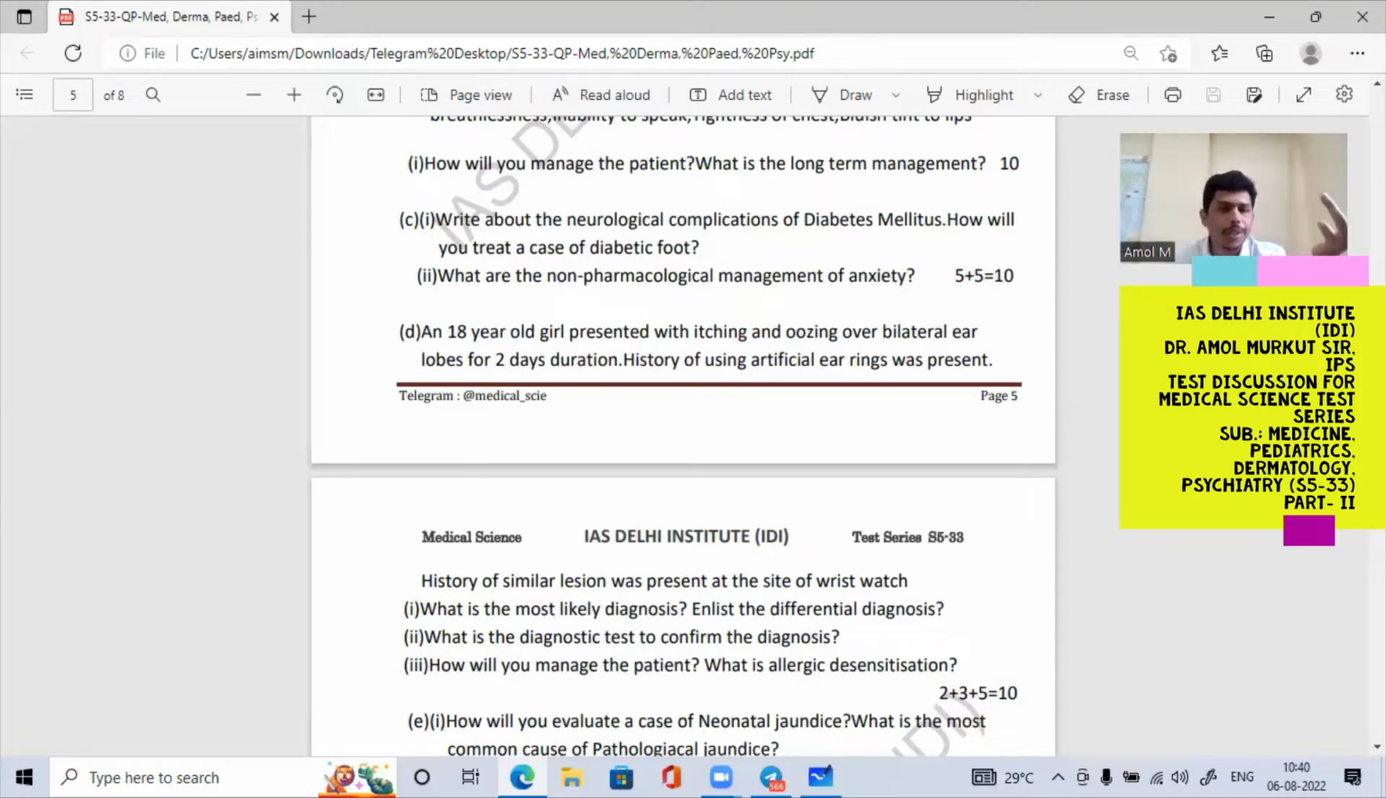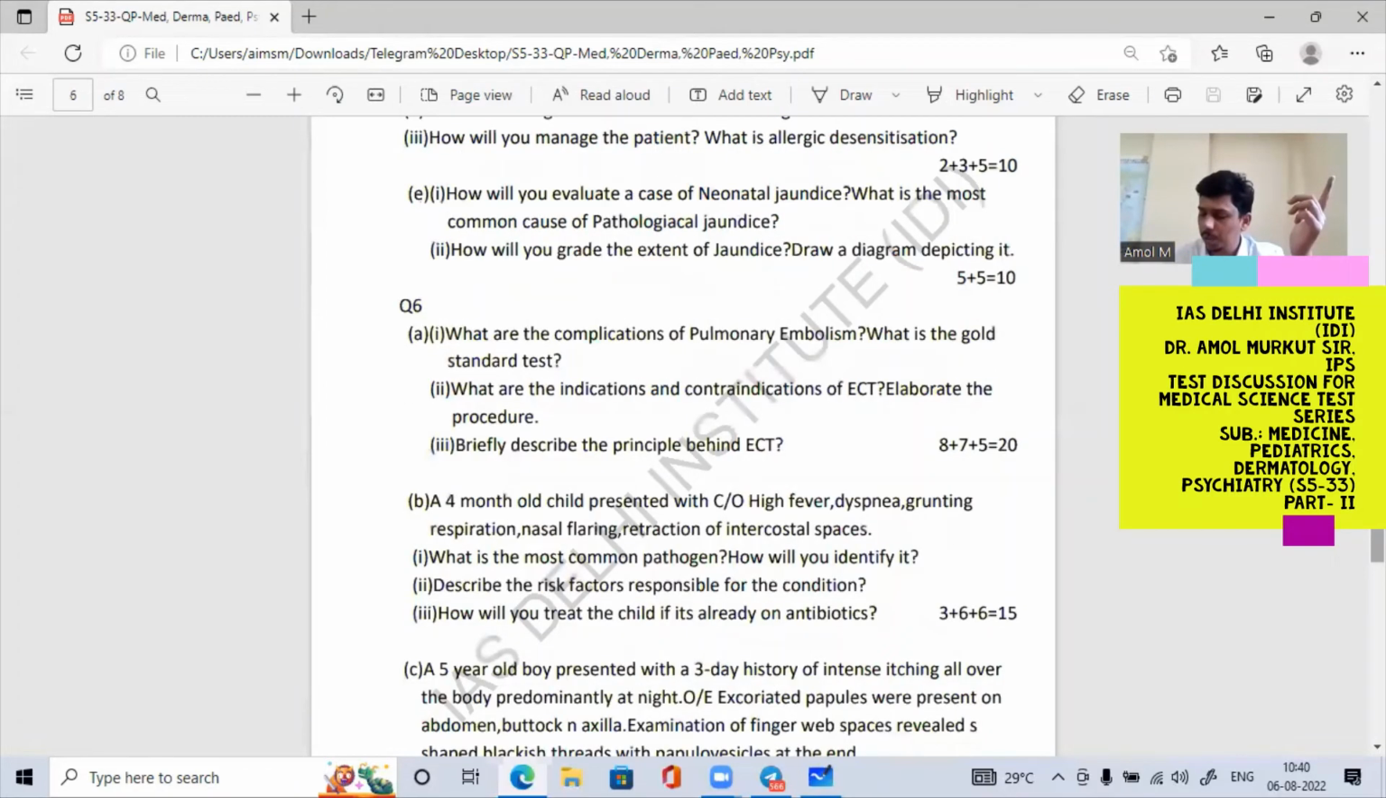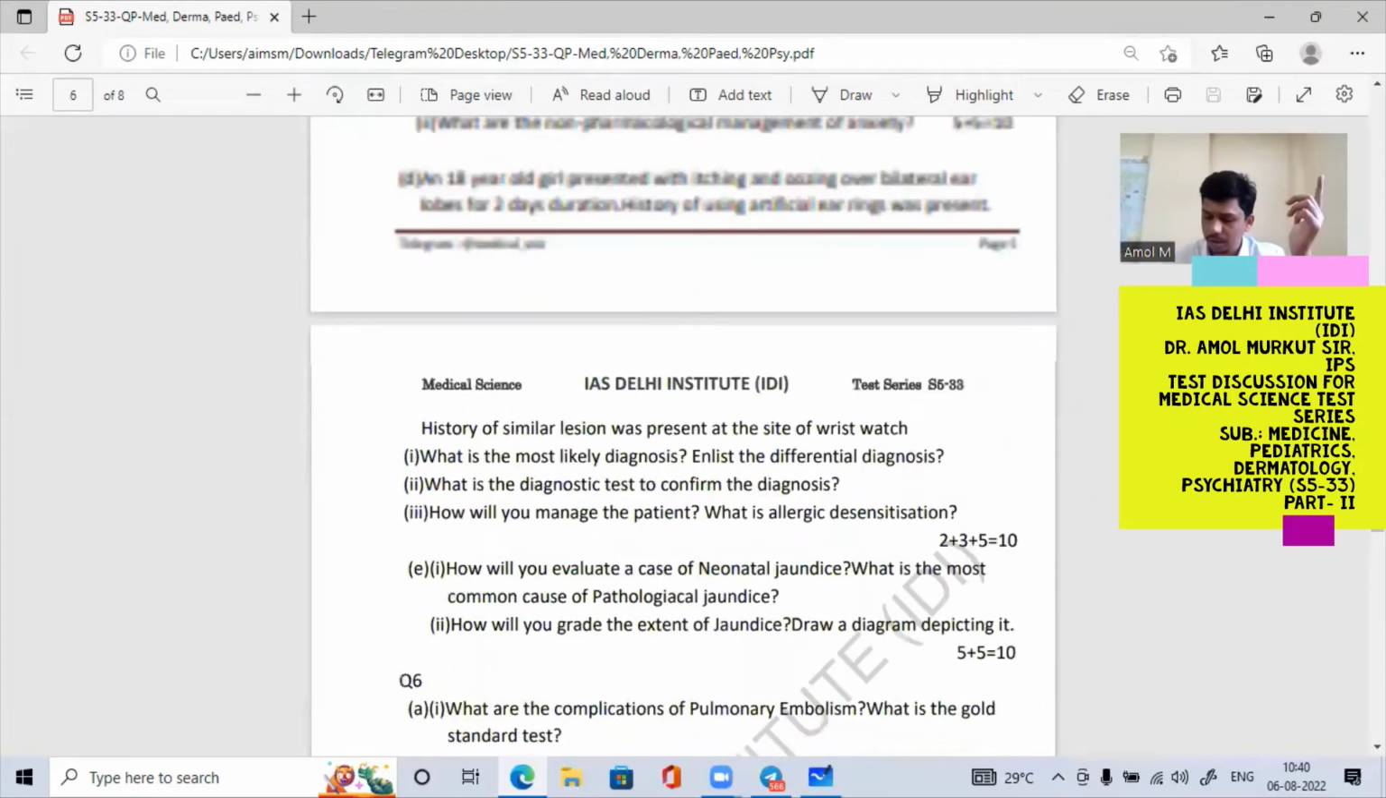Diagnostic test, patch test. How will you manage the patient? The first and most important thing is to remove the irritant which is causing the symptoms. Then local emollients, antihistamines, or sometimes local steroids. Those are enough. Okay.